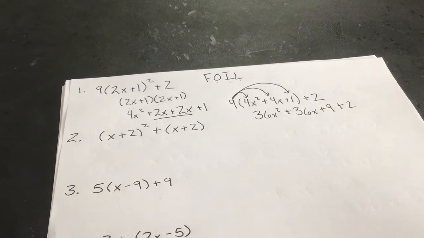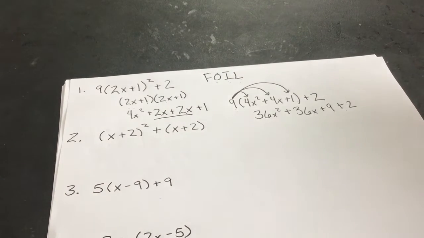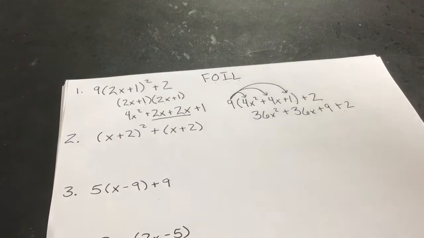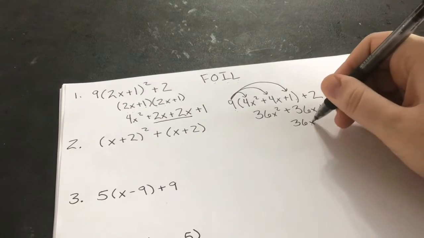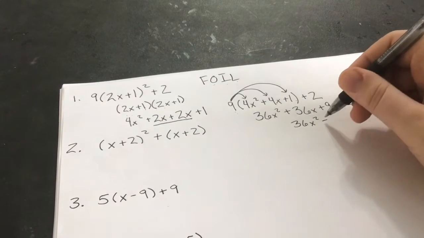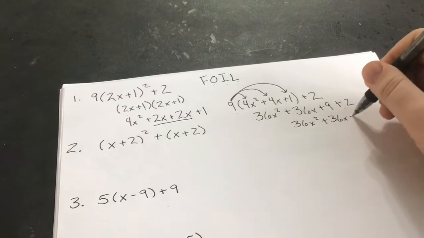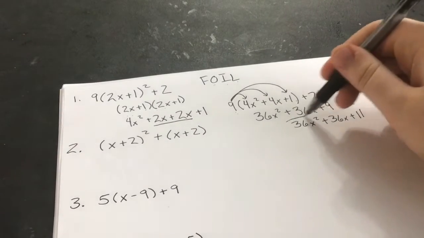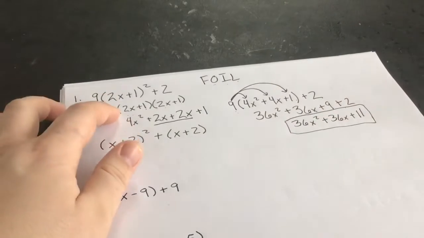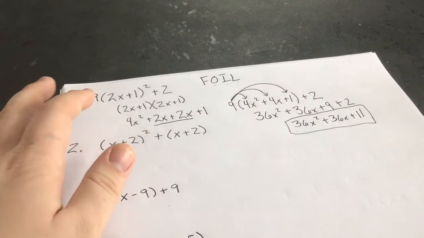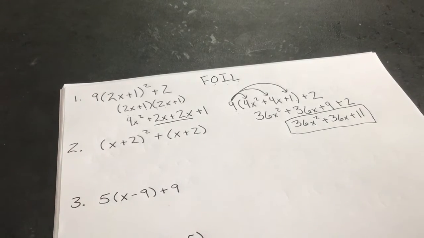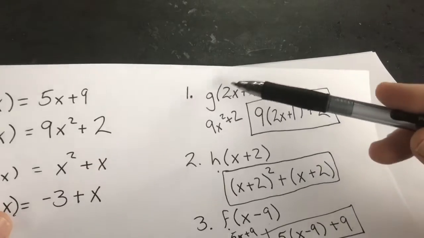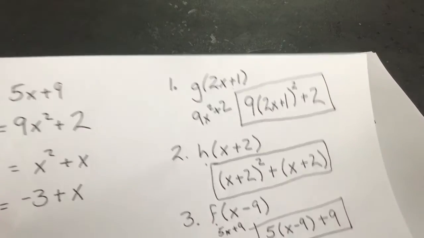We see we have some addition that can happen in terms of combining like terms. We have a 9 and a 2 that both are constants or whole numbers or don't have variables. So they can combine and make our final answer to this equation be 36x squared plus 36x plus 11. And that is what we would get after simplifying this function, after doing everything we need to do, after substituting in what our function told us to. So that is the final answer to this question, g of 2x plus 1.